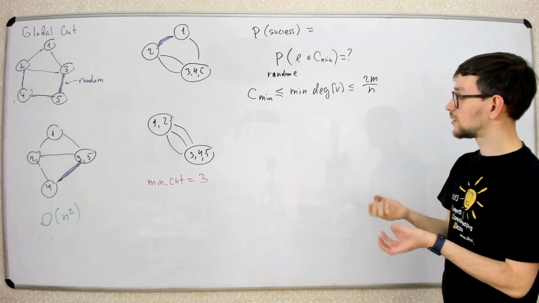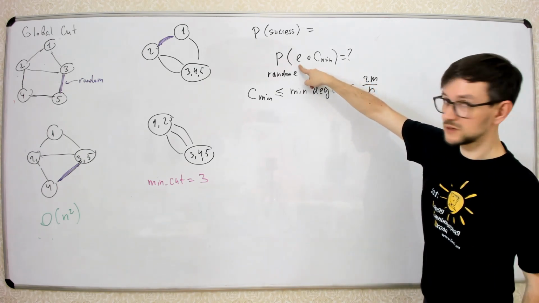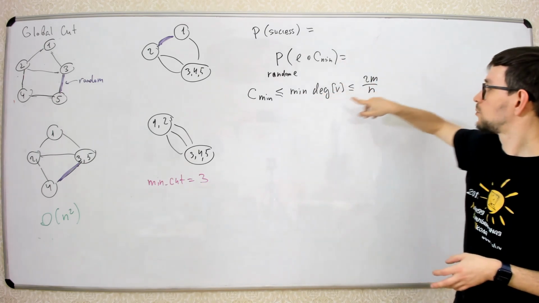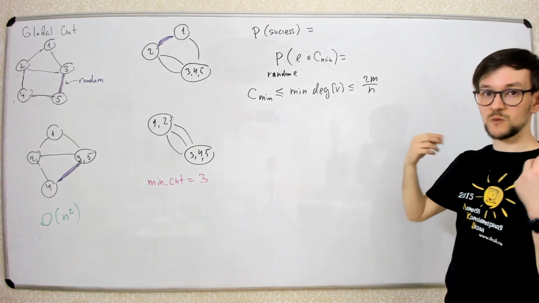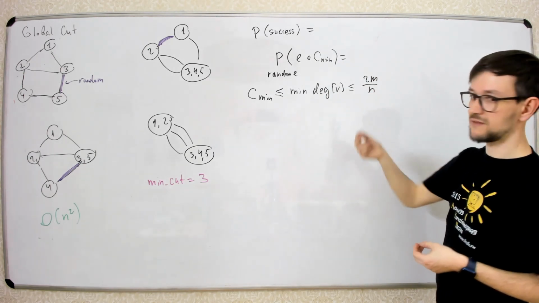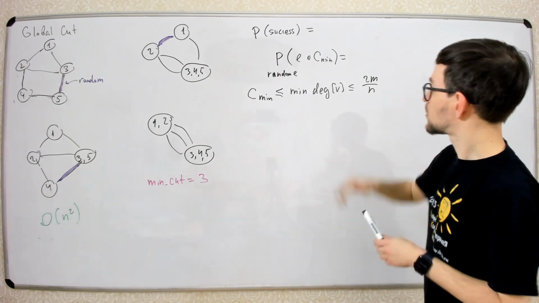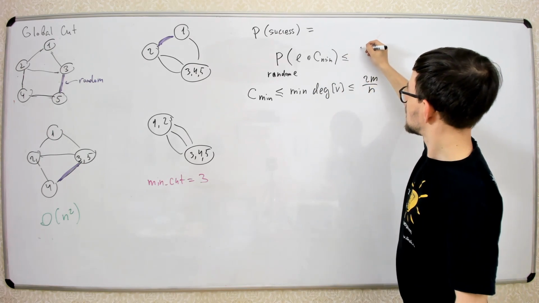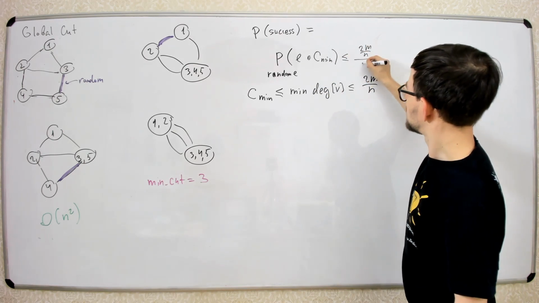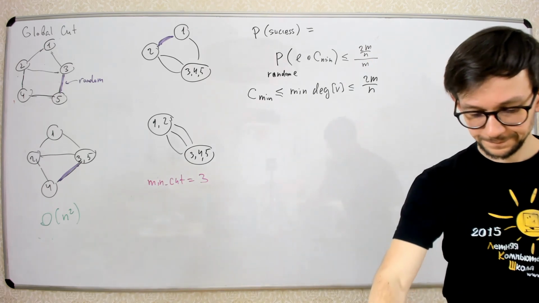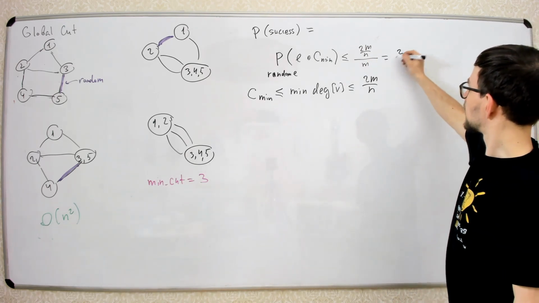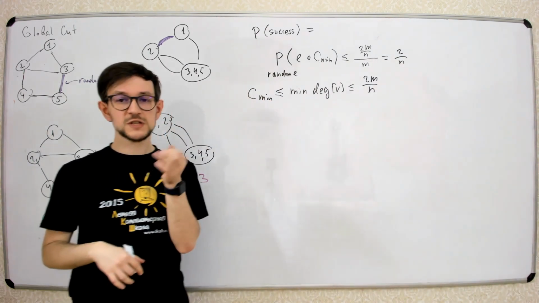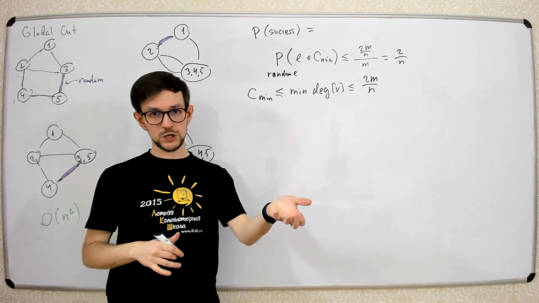Now we pick a random edge. There are m possible edges. So what is the probability that we will pick one of the minimal cut edges? It is no more than the size of the minimal cut divided by the total number of edges. So the probability that the random edge will belong to the minimal cut is no more than 2m over n divided by m, right? It is 2 over n. So this is the probability that we will pick the wrong edge.